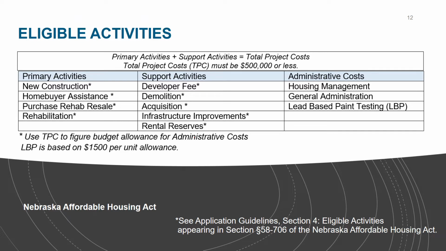This slide shows a table of eligible activities for the 2022 funding cycle divided by type of activity: primary, support, and administrative costs. These will be discussed in more detail during the review of the pre-application. I just wanted to bring them to your attention as these activities will be synonymous with the budget names for your budget categories when you develop your budget.